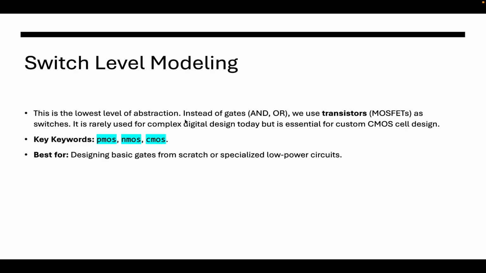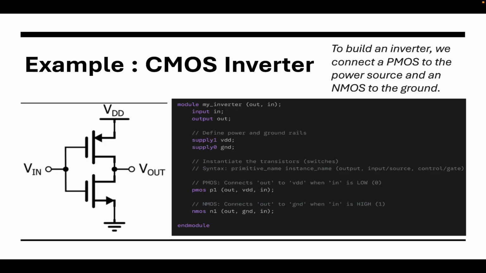Switch level modeling has the lowest level of abstraction. Instead of gates, we use transistors, MOSFETs, switches. It is rarely used for complex digital design today, but it is very essential for custom CMOS cell design. We use keywords like PMOS, NMOS and CMOS. This is best for designing basic gates from scratch and specialized low power circuits. Let us see how this works.